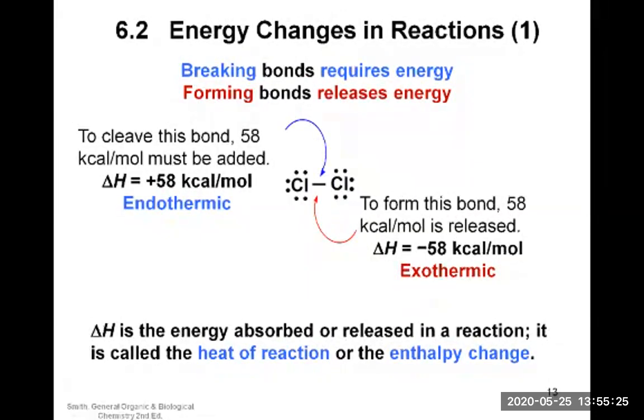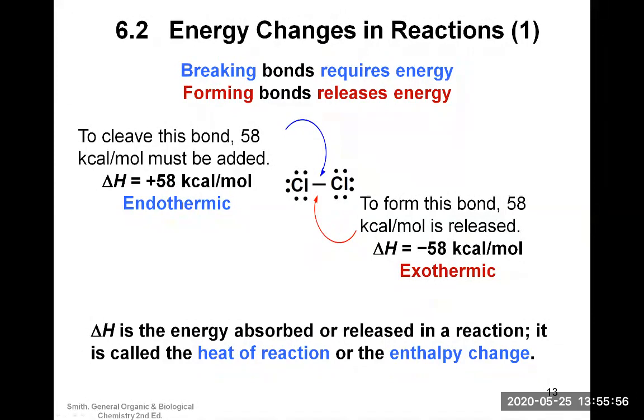This video will cover section 6.2 on energy changes in reactions. So, to break a bond requires energy because atoms are more stable when they are bonded together. And so when you separate them, they will be less stable, and so it will require energy to break bonds. On the other hand, forming bonds will release energy because it stabilizes the atoms to be bonded together.